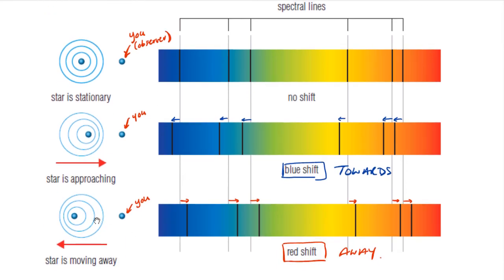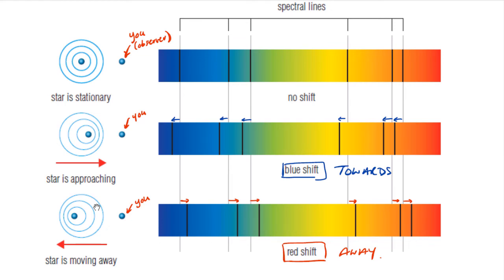If the star is moving away from you, that should spread out the waves that you're looking at, and so you would have longer wavelengths on your side of the star, and you would see it shift. Here's the original line, and you would see it shift towards the red direction. So we would say then that a blue shift is when something is moving towards you, and a red shift is when something is moving away from you.